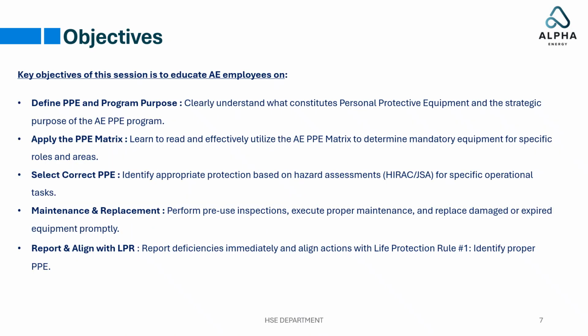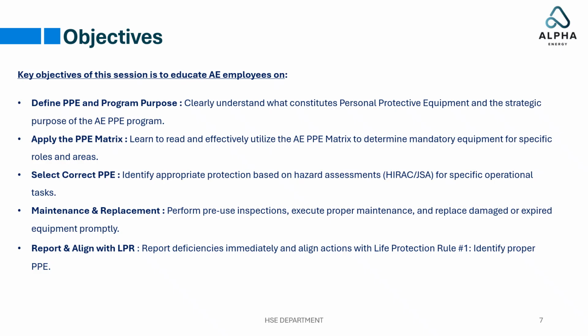The key objective is to educate Al Masood employees on several critical aspects of workplace safety, starting with defining PPE and its strategic program purpose. Participants will learn to apply the AME PPE matrix to determine mandatory gear for specific roles and areas, as well as how to select the correct PPE based on hazard assessments like HIRAC and JSA for various operational tasks.